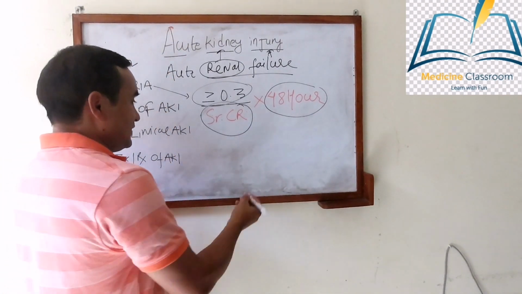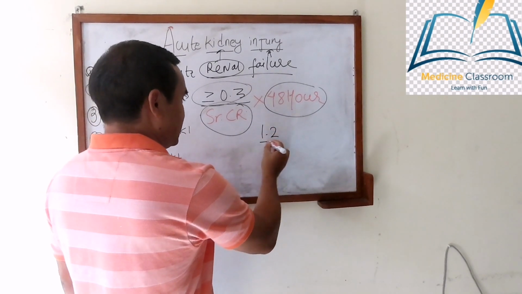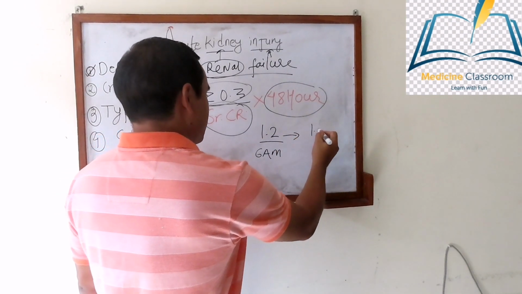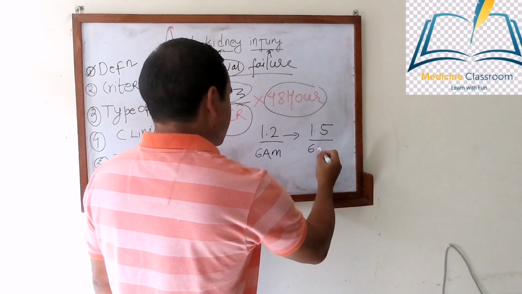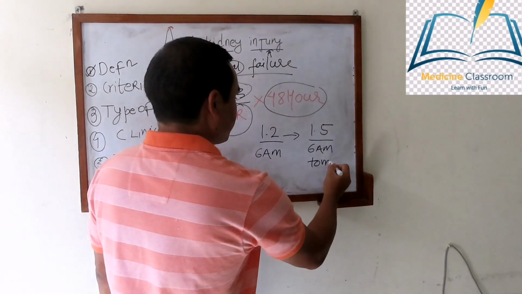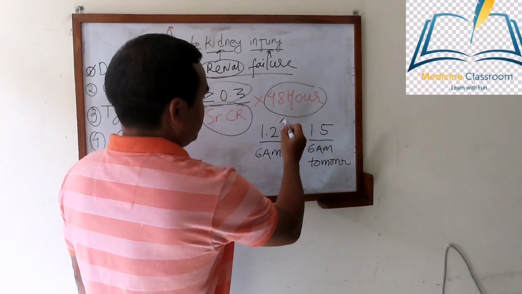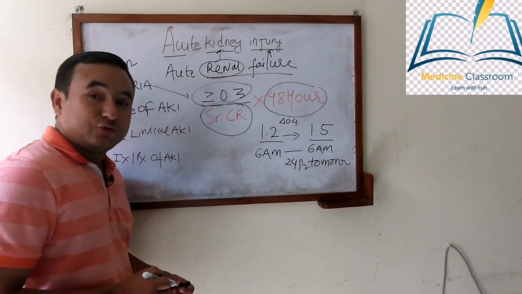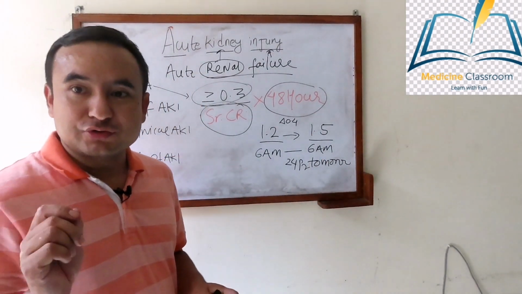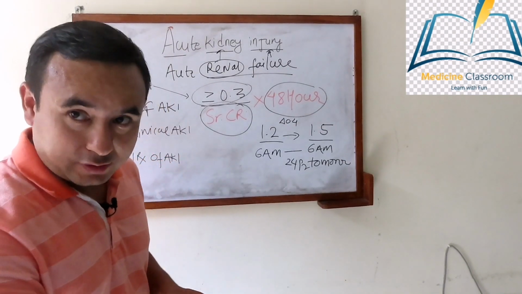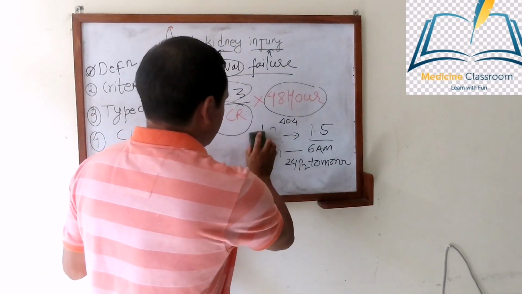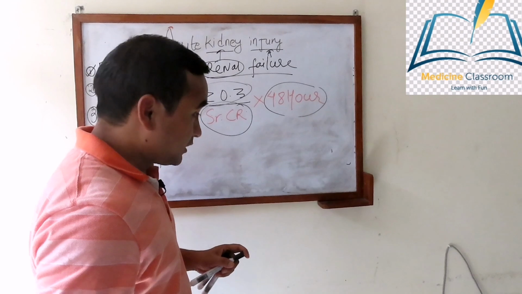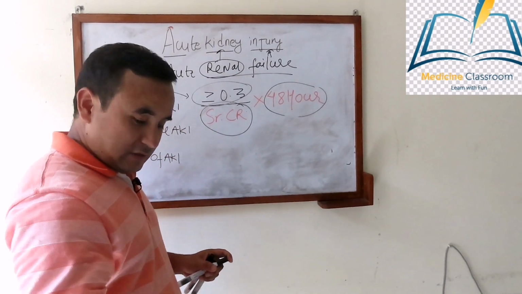If someone has a creatinine level of 1.2 today at 6 am, and on repeating, it is 1.5 at 6 am tomorrow, so there is a change of 0.4 within a gap of 24 hours. So that is acute kidney injury. This is not the only definition of acute kidney injury.